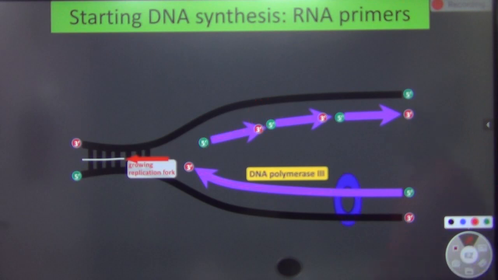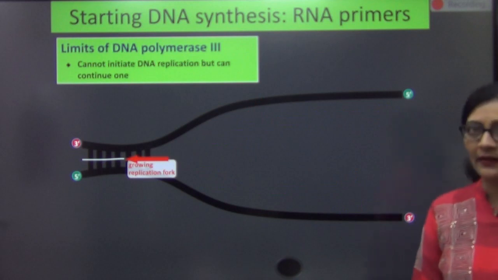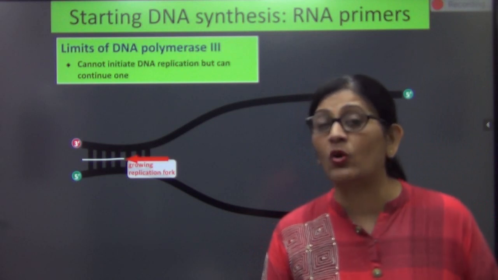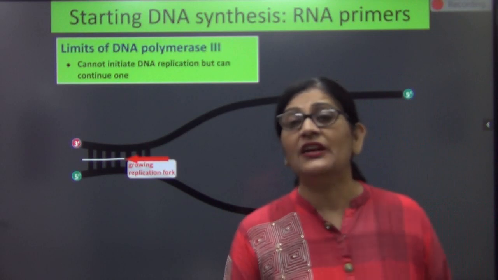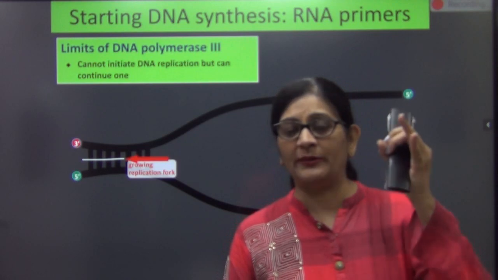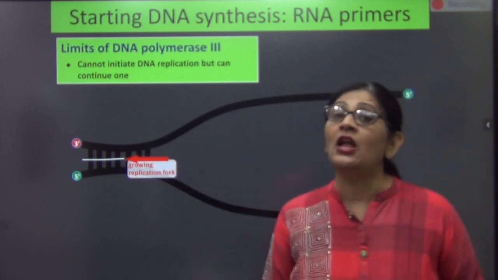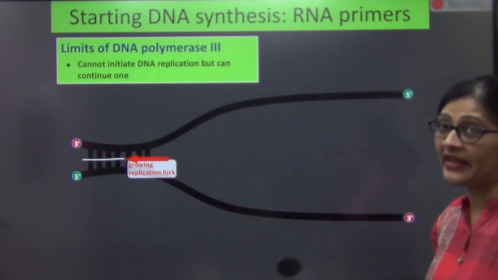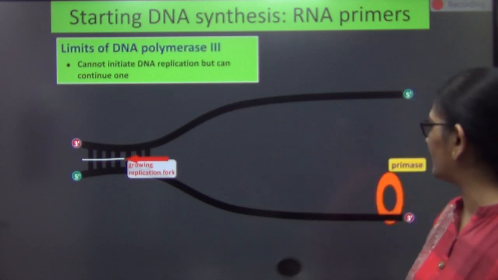So let us see the limits of DNA polymerase 3. Actually you must be seeing that here it is always polymerase 3, polymerase 3. What are polymerase 1 and 2 then? And what is this polymerase 3? I will tell you in due course. DNA dependent DNA polymerase is of 3 types: polymerase 1, polymerase 2, polymerase 3. Only polymerase 3 helps in polymerization of DNA. What do polymerase 1 and 2 do? I will tell you later. So what is the limitation? It cannot initiate replication, but it can only continue.